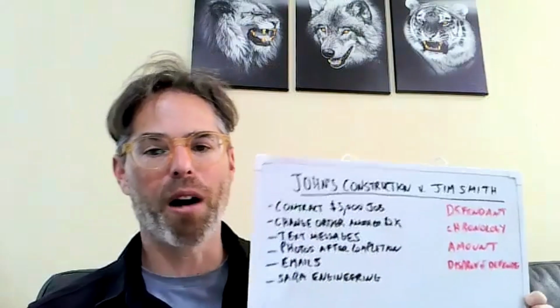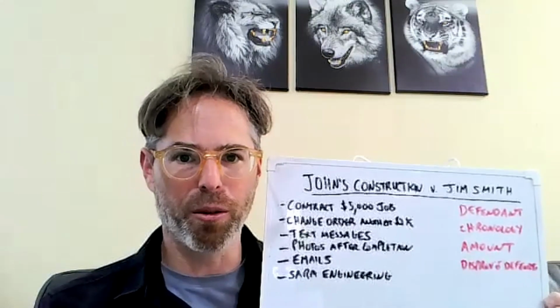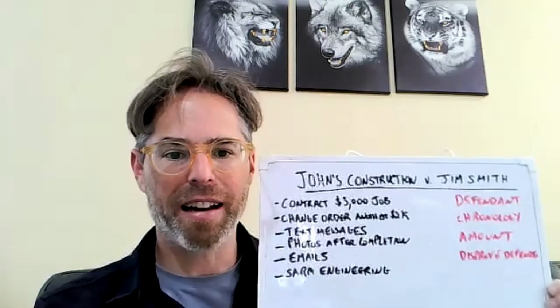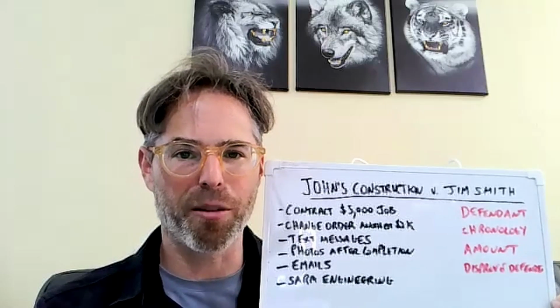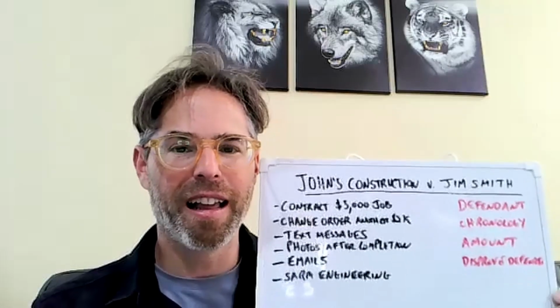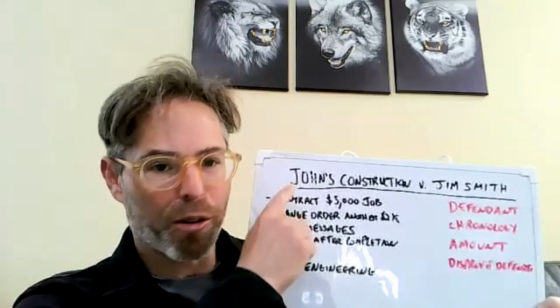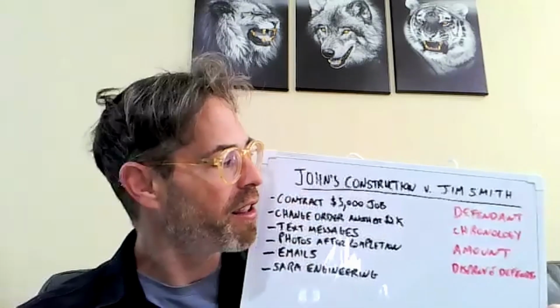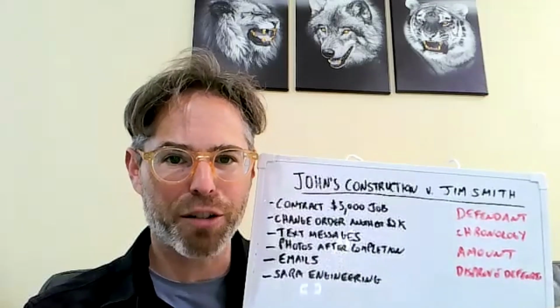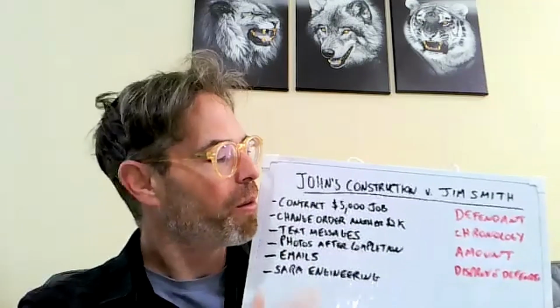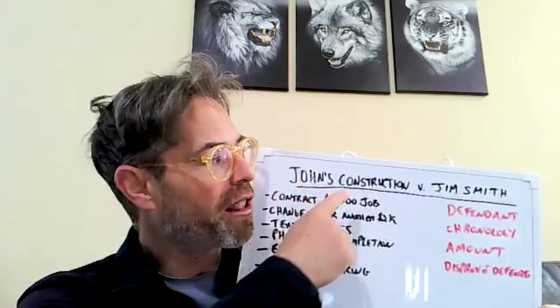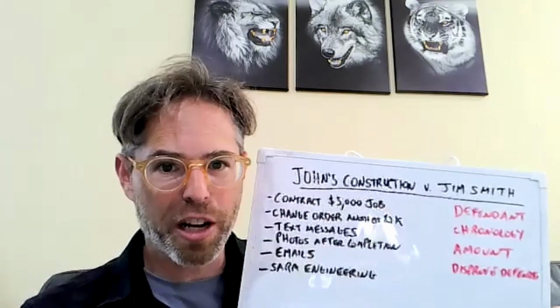So with that in mind, what I've done here is I've done my usual whiteboard over here. And I know it's a bit hard to read also because my handwriting isn't wonderful. But in any case, what's written here at the top is that we're taking a make-believe case. Any reference to any actual names obviously is coincidental. We're taking a make-believe case of John's Construction versus Jim Smith.